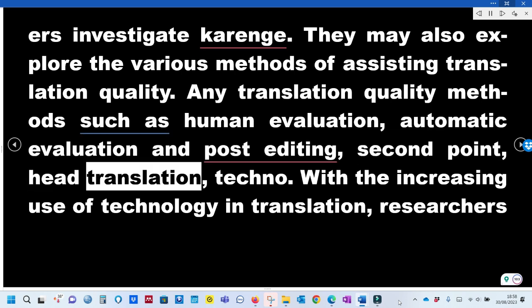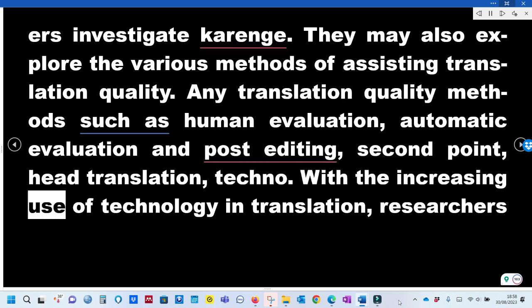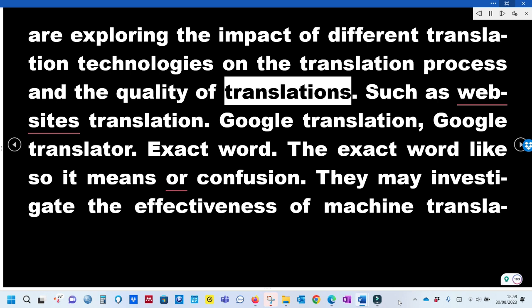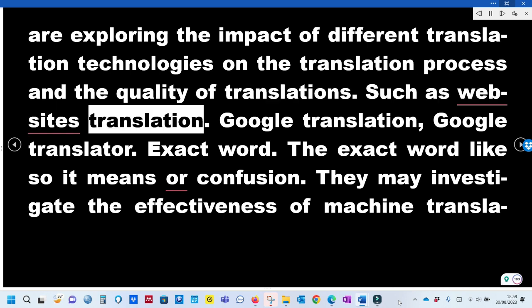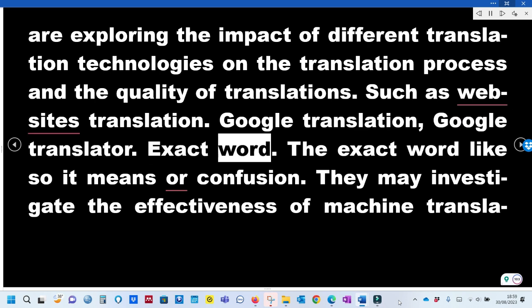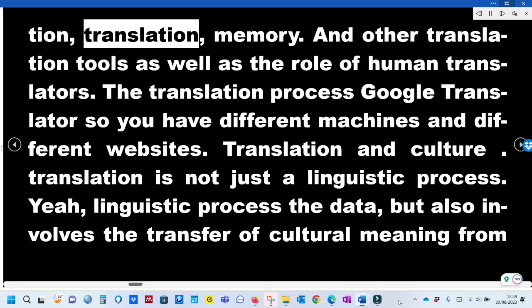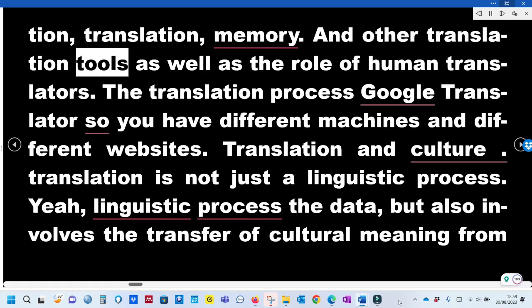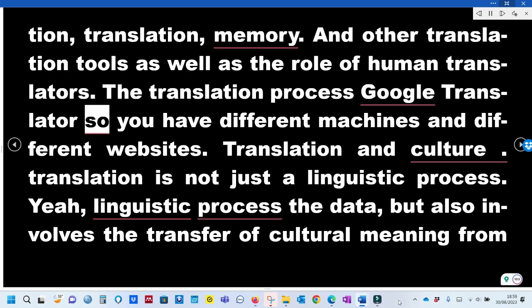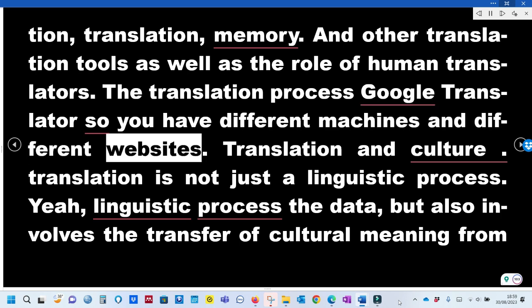Second point, translation technology. With the increasing use of technology in translation, researchers are exploring the impact of different translation technologies on the translation process and the quality of translations, such as website translation, Google Translator. They may investigate the effectiveness of machine translation, translation memory, and other translation tools, as well as the role of human translators. So you have different machines and different websites.